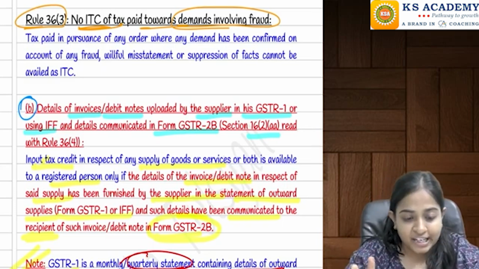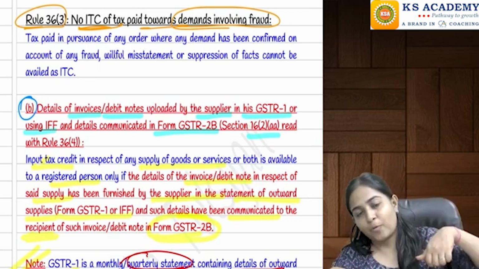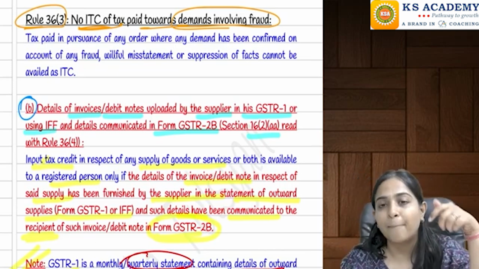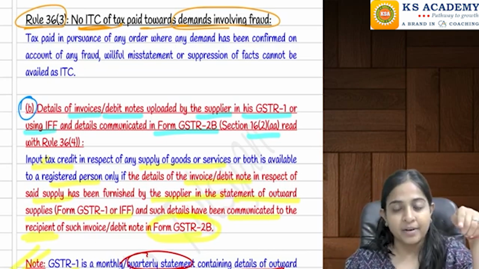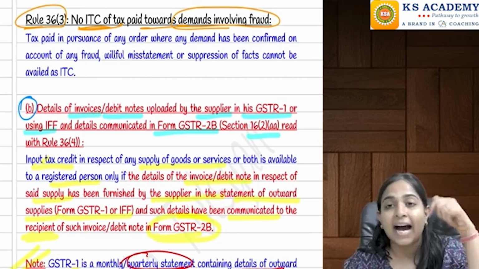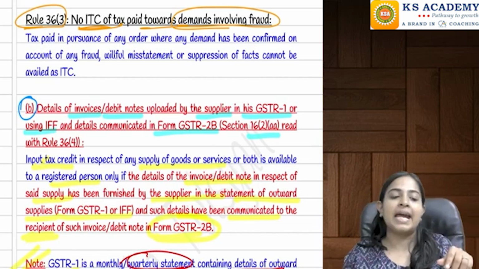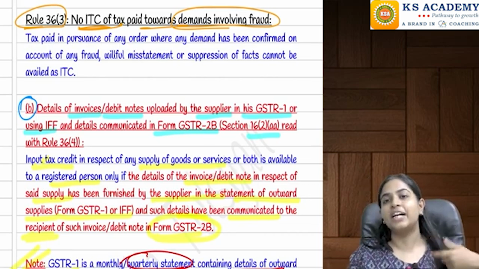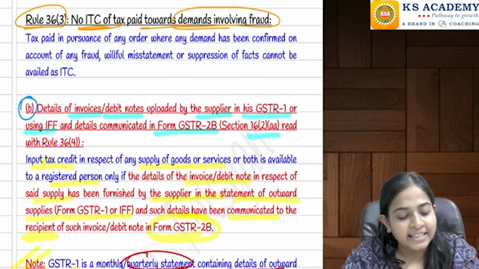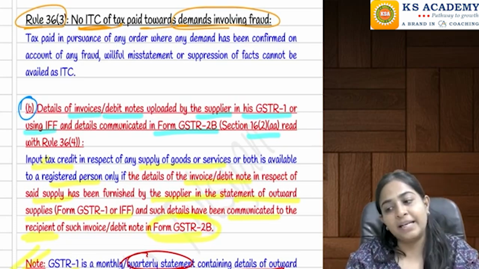The second condition was, whenever we want to take the ITC, we are the recipient, the supplier has provided us the goods, services and capital goods. So the supplier is required to upload these details in GSTR1, or if he decides to file IFF, the invoice furnishing facility, then he will furnish the details in GSTR1 or IFF, then it will get reflected in my GSTR2B. In the recipient's GSTR2B, it will get reflected. Then and only then can ITC in that respect be availed. This is not applicable in case of imports.